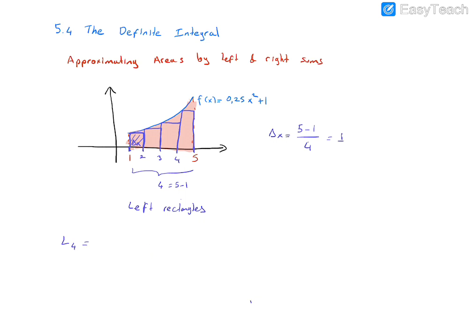Let's write this out. We have 0.25 times 1 squared plus 1, which is the height of the first rectangle, times the base of the first rectangle, plus for the second one 0.25 times 2 squared plus 1, times 1. For the third one, for x equals 3, this is the length: 9 times 0.25, so 0.25 times 3 squared plus 1, times 1. Plus, for the last one, x equals 4.